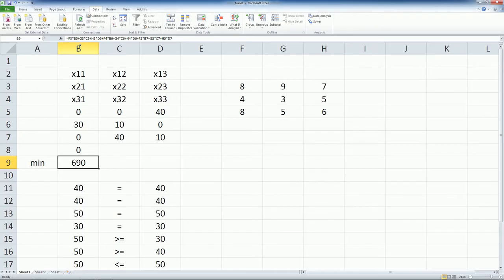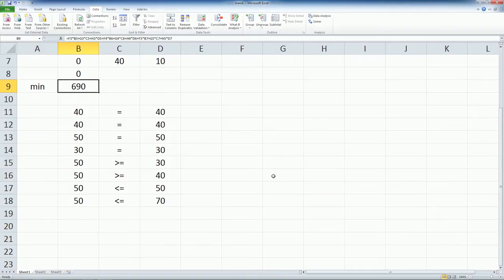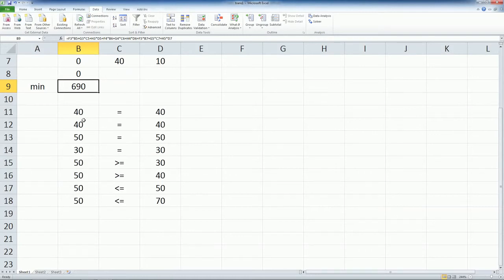So, this will become B5 into F3, so B5 is here into F3 plus C5 into G3 plus D5 into H3. So, the objective function is a multiplication of this. So, 0 into 8 plus 0 into 9 plus 40 into 7 and so on. So, that is written here. Now, the 3 supply constraints are all equations because we want to give as much as we can. So, 40, 40 and 50, whatever goes out is equal to what is available here. So, all the supply quantities are exhausted.